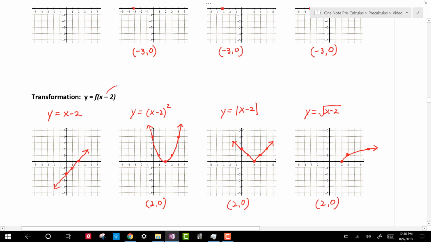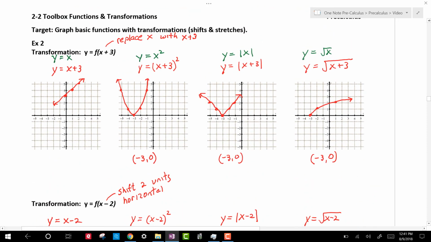So this minus 2 here is a shift of 2 units, and really, this is a horizontal shift. Now, I'll just say a shift of 2 units to the right. And again, you can see on the top one here, this top one was a shift of 3 units to the left. So, 3 units left.